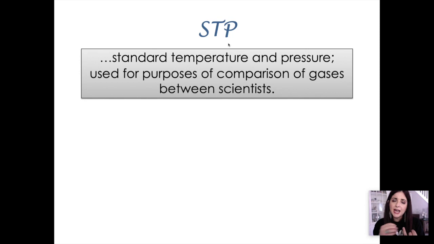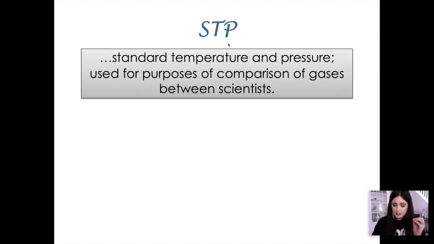If we were comparing our data to somewhere in Hawaii, where it's going to be much warmer, and the pressure there at sea level is going to also be a little bit higher, then we can't really compare them, because temperature and pressure affect gases, and we need a means of comparison between them. So what scientists have determined is they've come up with just a standard. So STP, standard temperature and pressure.